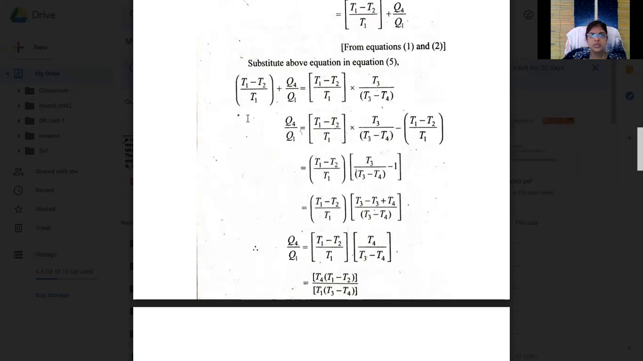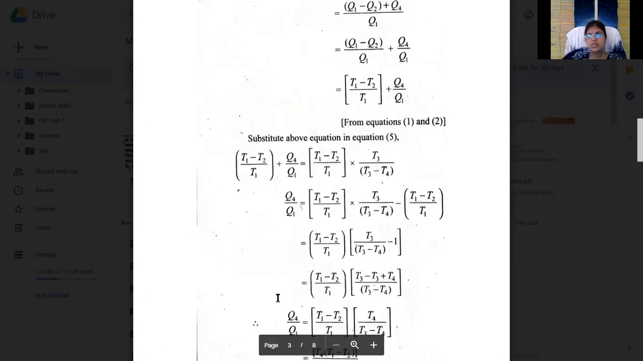We subtract this term, and take t1 minus t2 common by t1, and find t3 by t3 minus t4 minus 1. Okay, and just take the LCM: t3 minus t3 plus t4 by t3 minus t4, and finally we got Q4 by Q1 is equal to T4 by T1 minus T2 by T1 by T3 minus T4. So this is our final answer.